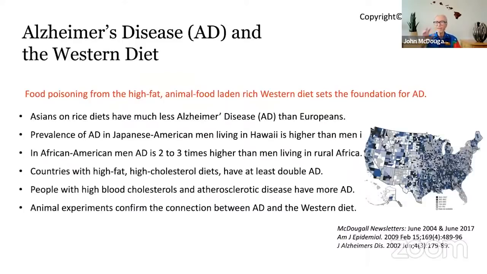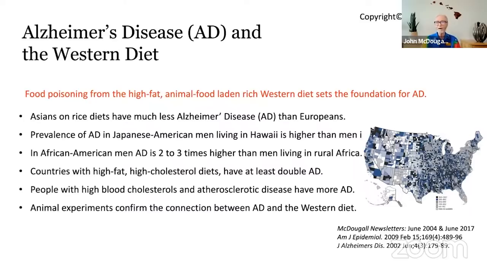All right, Alzheimer's disease. Let's take a look at some of the evidence that I've told you a bit about, but let's review it a little bit. As far as the connection to the Western diet, what we find is Asians have many fewer cases of Alzheimer's disease compared to Europeans. As far as comparing Japanese Americans to native Japanese, the incidence of Alzheimer's disease is much higher in American Japanese people as opposed to people who were raised in Japan.